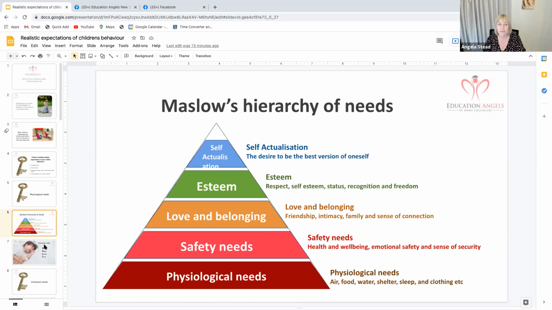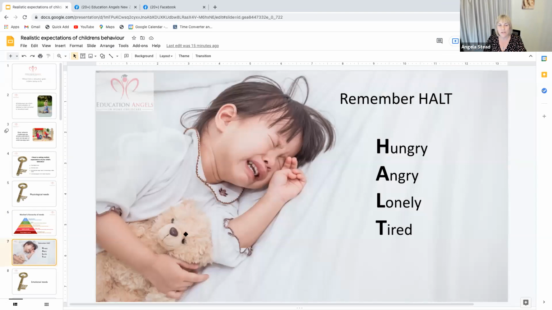But it is something that we do, and we do really well generally. So if you just remember HALT, that's a really nice way of remembering, if a child is being grumpy or behaving badly: are they hungry? Are they angry? Are they lonely? Or are they tired?